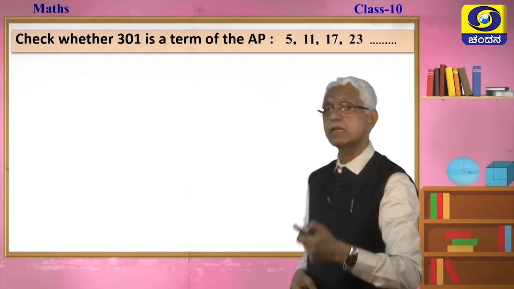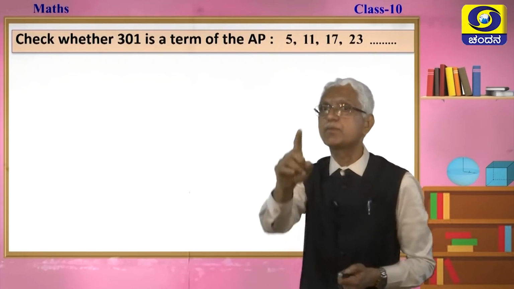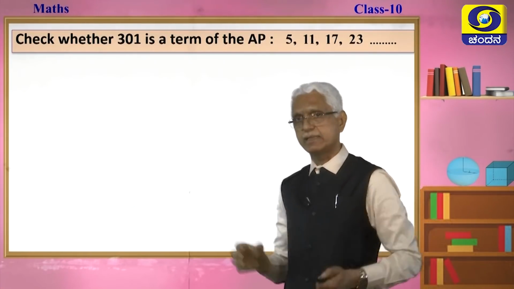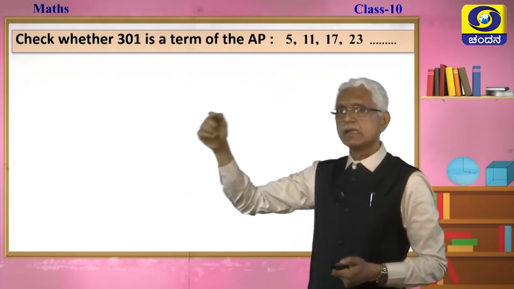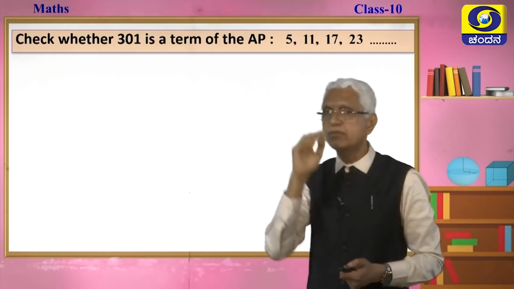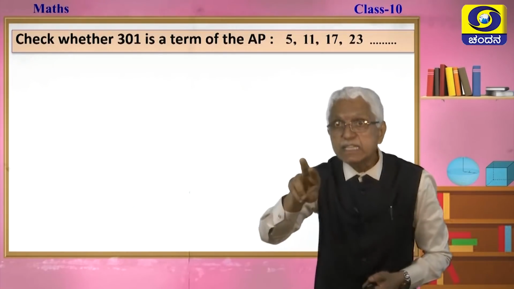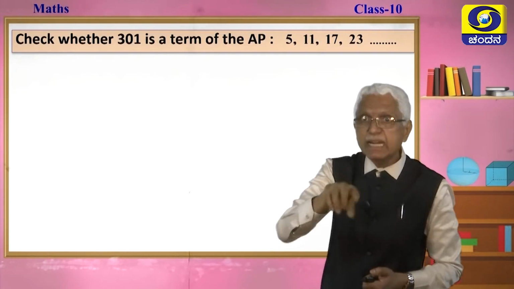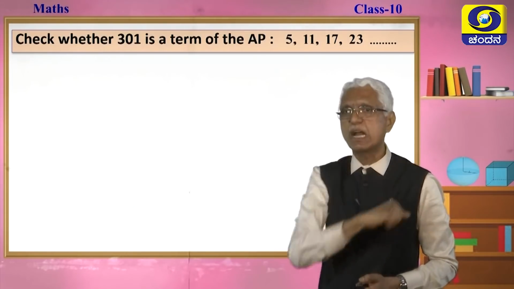Now, this is another important problem. Check whether 301 is a term of the AP 5, 11, 17, 23. You are given an AP 5, 11, 17, 23. Which is the first term? a is 5. Common difference: 17 minus 11, 6. 23 minus 17, 6. 11 minus 5, 6. Beauty. So, you know which is the first term and what is the common difference.